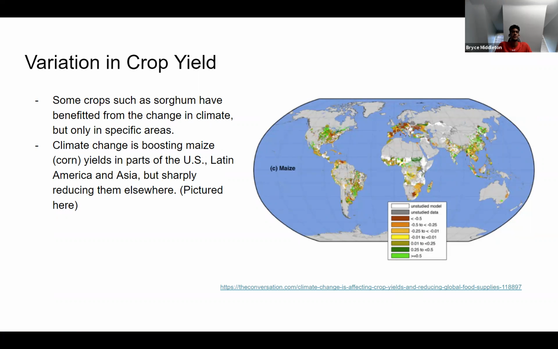So despite the general decrease in crop yield, there are some crops such as sorghum that benefit from climate change in certain areas. Also, we have corn, which benefits in some places. So in the map here, we can see the green areas such as in the US, Latin America, and Asia. The green shows where growth has occurred, but the other colors show where there's a large decrease in crop yield.